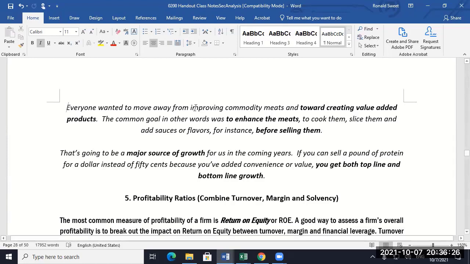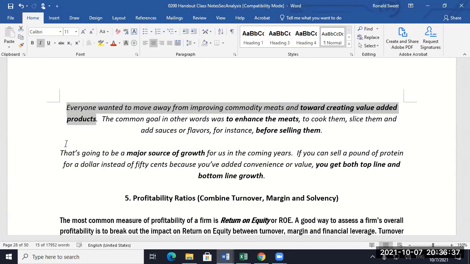Everyone wanted to move away from improving commodity meats and toward creating value-added products. Does that sound like turnover? So are they trying to say, instead of just buying the meat, we're going to send you the meat, but we're going to put all the spices on it, or develop it in some way. What is that going to do? They're always going to be able to charge more, but will they be able to sell more? Sell more will be turnover. Charging more will also be turnover, probably more margin. Do you think they're more concerned with margin or turnover or both? It could be either one, right?